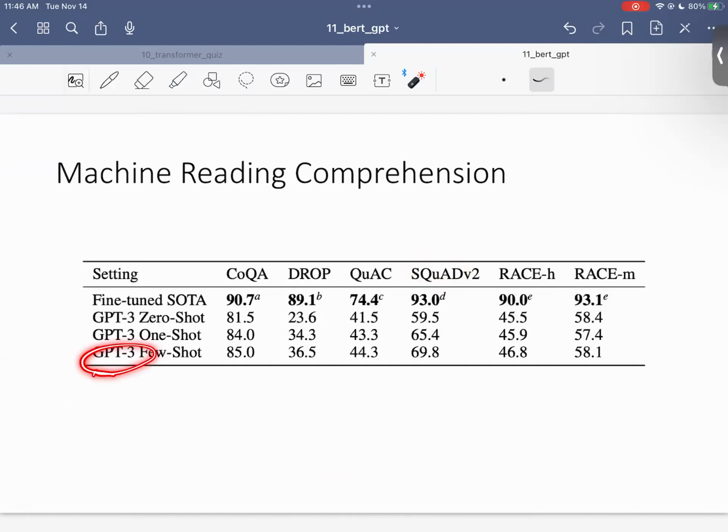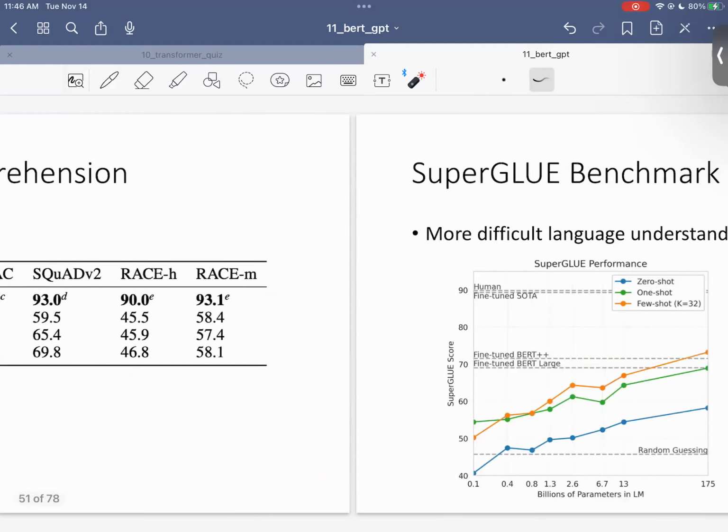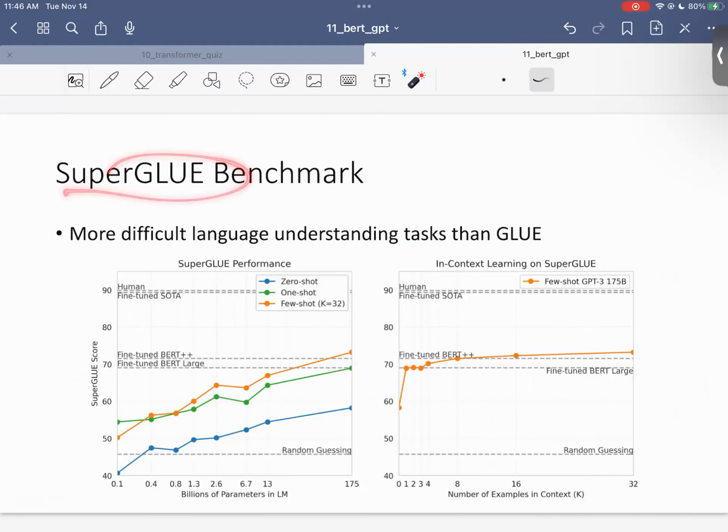GPT is not so much as BERT SOTA, but still, there's a lot of room to cover, but it's almost 70. So with few shot, you don't even need to train it. And SuperGLUE is like GLUE that is even larger than the original GLUE. And you can see that with a few shot, it is outperforming fine-tuned BERT. And it's not reaching the human level or the fine-tuned SOTA. Fine-tuned SOTA is probably based on BERT, but just pure BERT is outperforming.